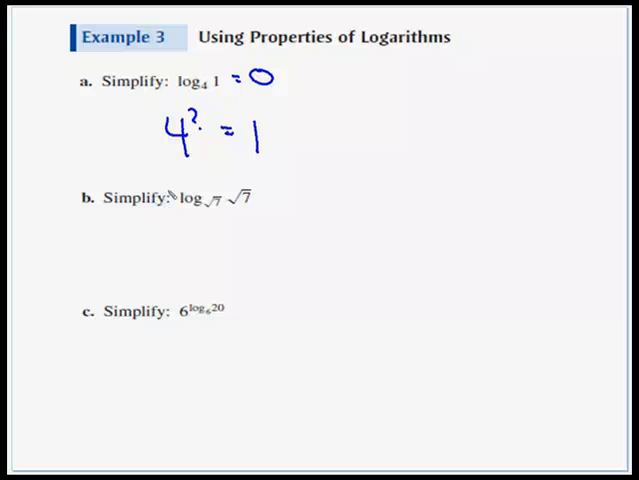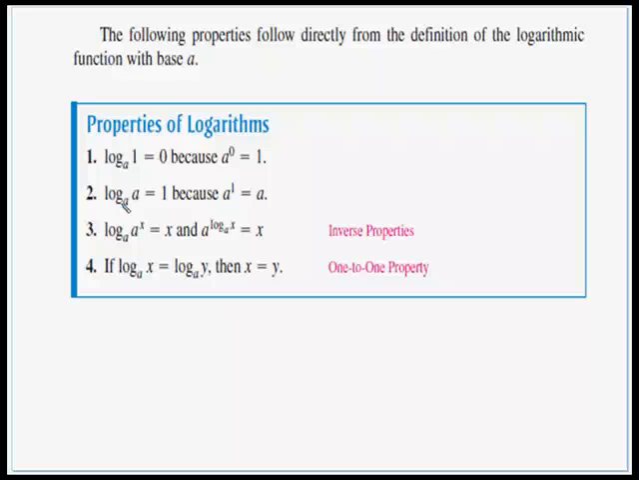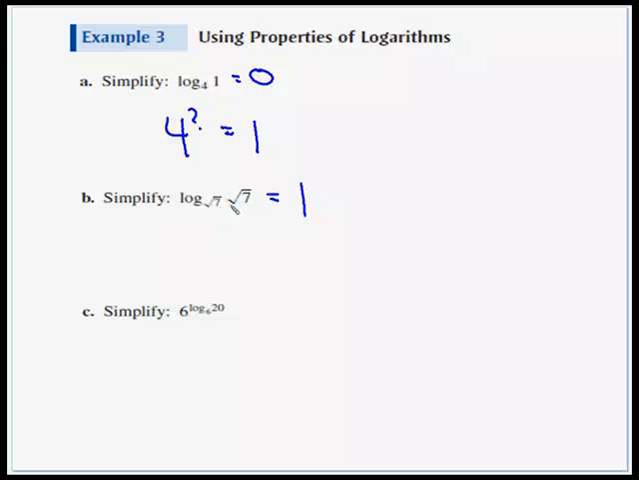Letter B. Log base square root 7 of the square root of 7. Well, by property number 2, this is equal to 1. Property number 2 is here: log base a of a equals 1. Here they were both square roots of 7, so that's going to automatically equal 1. And here we have an example of property 3. 6 raised to the power of log base 6 of 20. Well, the 6 and log base 6 sort of cancel each other out, and we're just left with the 20. Again, that was property number 3.